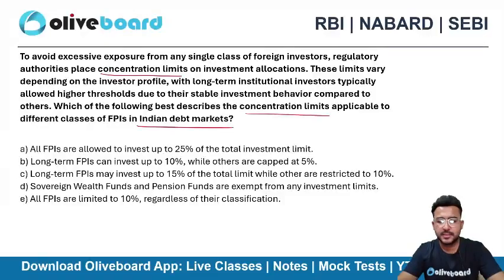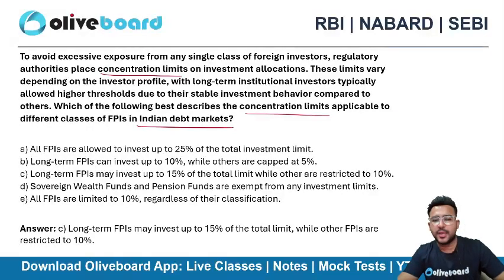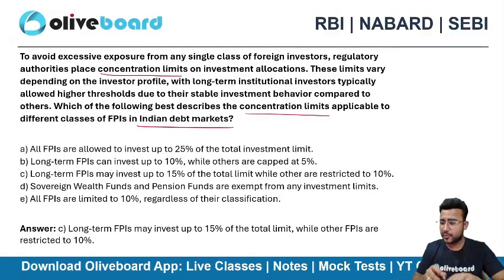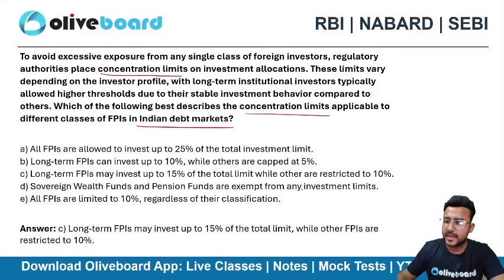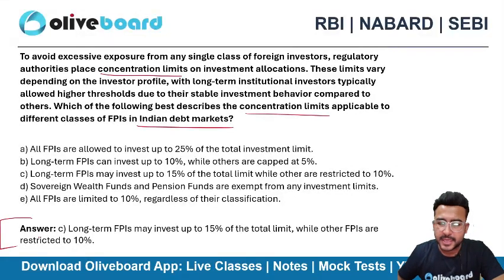Correct choice here is, guys, option C. Long term FPI may invest up to 15% of the total limit, while other FPIs are restricted to 10%.